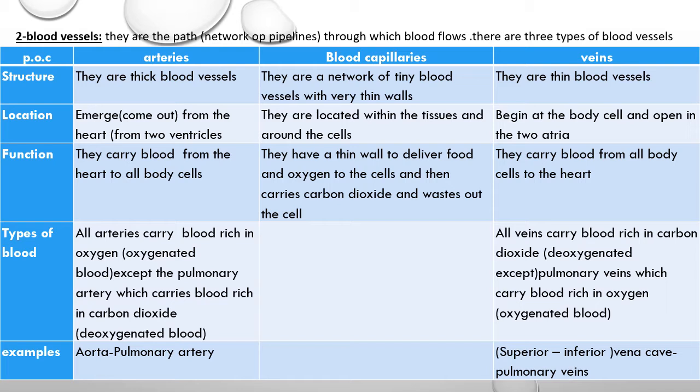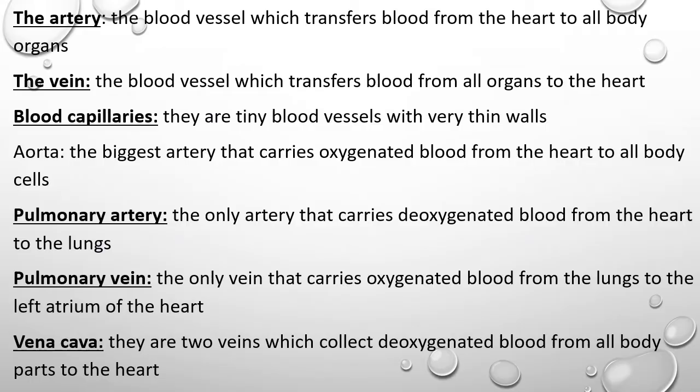Blood capillaries are a network of tiny blood vessels with very thin walls. They are located within the tissue and around the cells. They have a thin wall to deliver food and oxygen to the cells and then carry carbon dioxide and wastes out of the cell. Blood capillaries connect between arteries and veins.